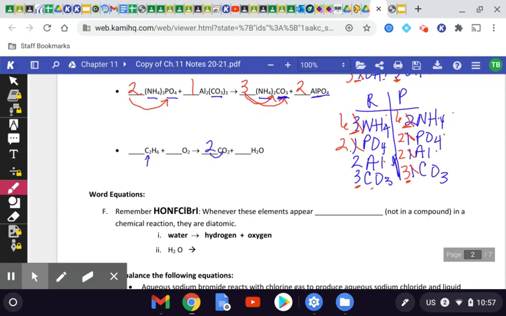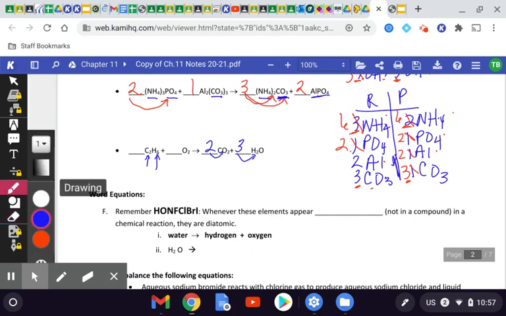Then we balance hydrogens. So I have 6 hydrogens on the left. I'm going to put a 3 in front of the water. 3 times 2 is 6. So that now gives me 6 hydrogens there. Then we add up our oxygens. So here I have 2 times 2, which is 4 oxygens. 3 times 1, which is 3 oxygens. 4 plus 3 is 7.